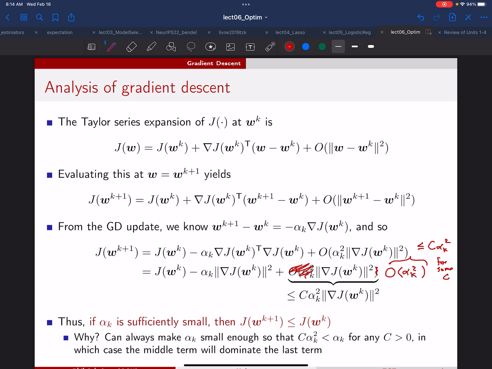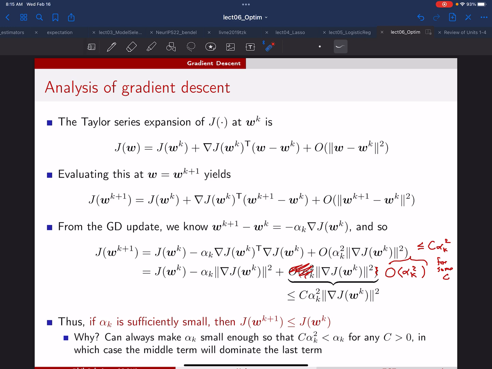Okay, so when we have that, we get this upper bound like this. And now we can make a direct comparison between these last two terms. They have the same norm squared. The first one has minus alpha k, the second has c alpha k squared. And now you can see that it's always possible to make alpha small enough that this alpha k is larger in magnitude than this, right? Because remember that when alpha k gets really small, this squared term gets much smaller than the linear term.